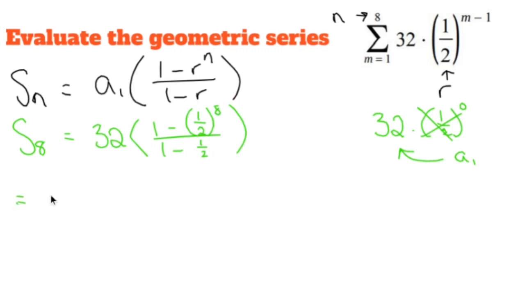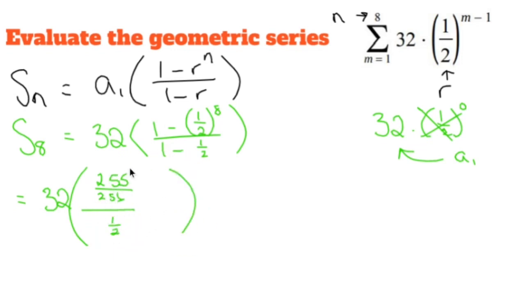So let's show a little bit of work. 32 doesn't change yet. Let's make that bigger. 1/2 to the 8th power is an awful number. 1 minus that is going to be 255 over 256. Now that's going to be over 1 minus 1/2, which is 1/2.